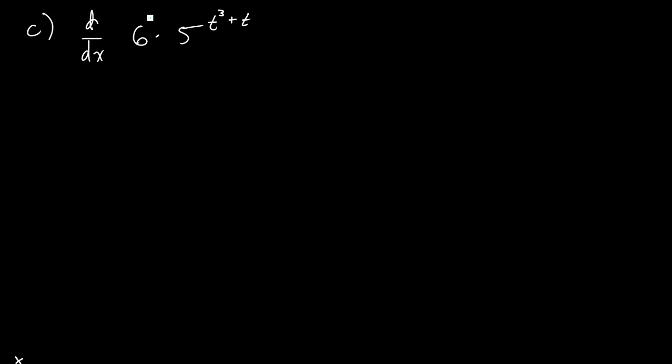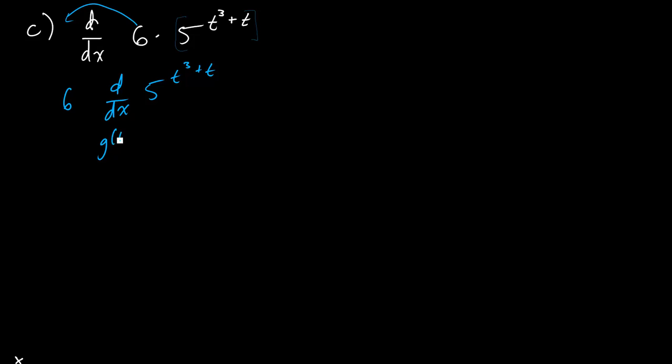So what do we do with this 6? I think we had an example like this in the power functions. And notice that this is a constant times something that I know how to take the derivative of, right? So I can actually just pull this 6 out there, right? I'm really doing 6 times d over dx. I don't really need to worry about 6 when I'm taking the derivative. I just multiply it by the derivative in the end. 5 to the t cubed plus t.